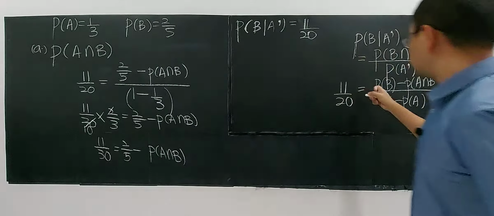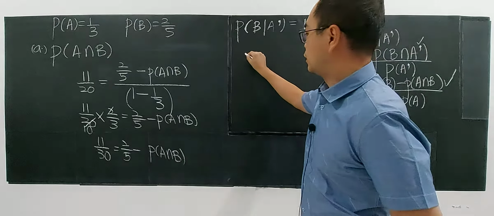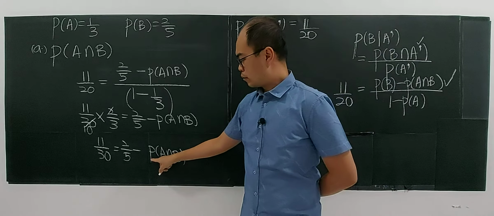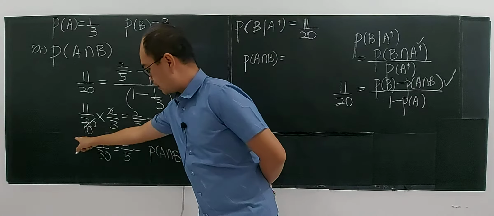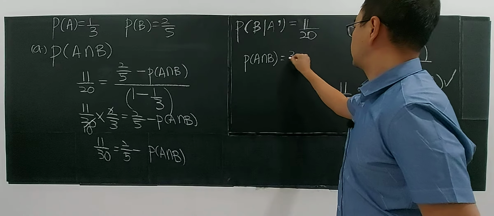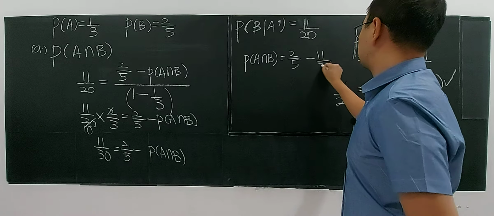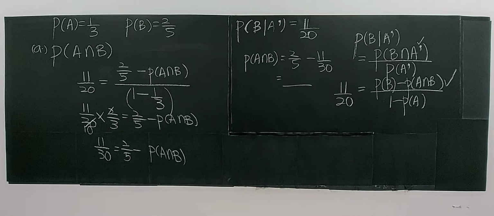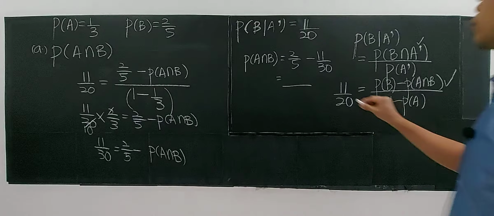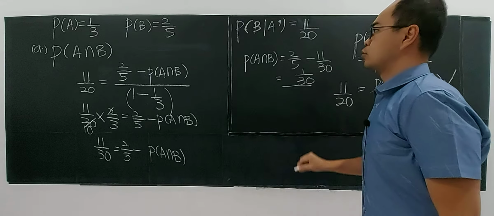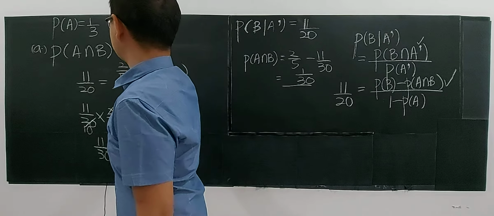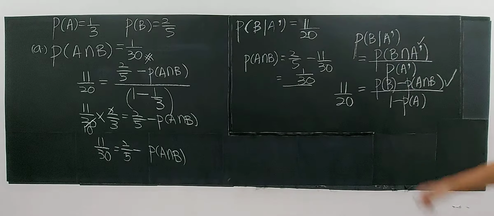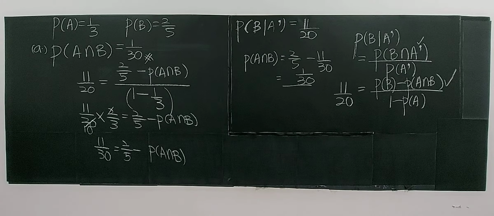The most important thing is that you understand how I apply the formula. It means that the probability of A intersect B, you move over to that side, then you take 2 over 5 minus 11 over 30, and then you will get the required probability. Let's calculate, which gives us the value of 1 over 30. So the answer for the probability of A intersect B is 1 over 30. This is all the working that you should know. So let's look at the next question.